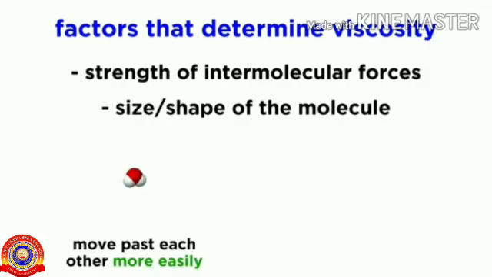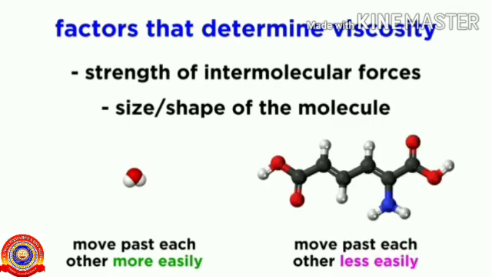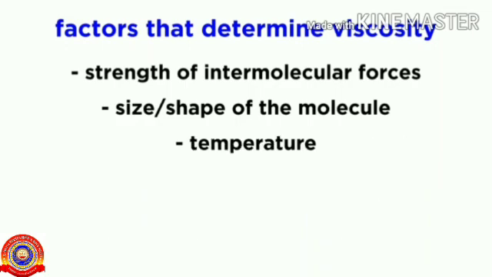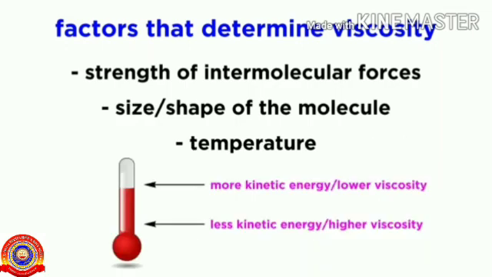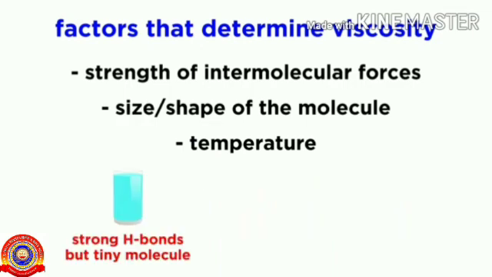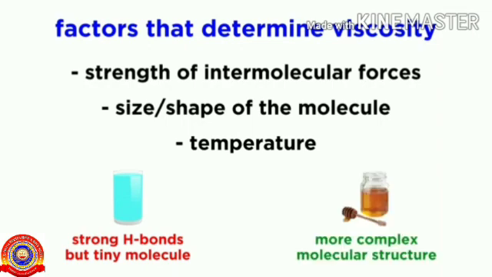Second one, the size or shape of the molecule. The molecule's size and shape also affect the viscosity. And the third one is the temperature. When temperature increases, viscosity decreases. That is, when temperature increases, the kinetic energy of the molecules increases. Thus, viscosity decreases. For example, honey. We know when we heat honey or ghee, its temperature increases and the intermolecular attraction becomes less, and its viscosity also becomes less, and the kinetic energy is greater.